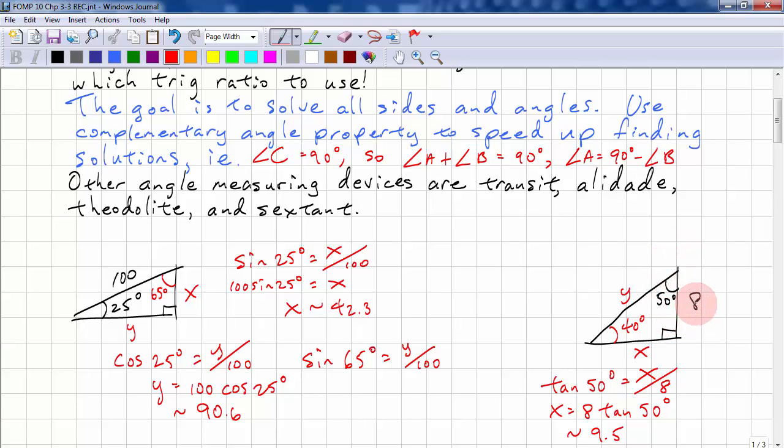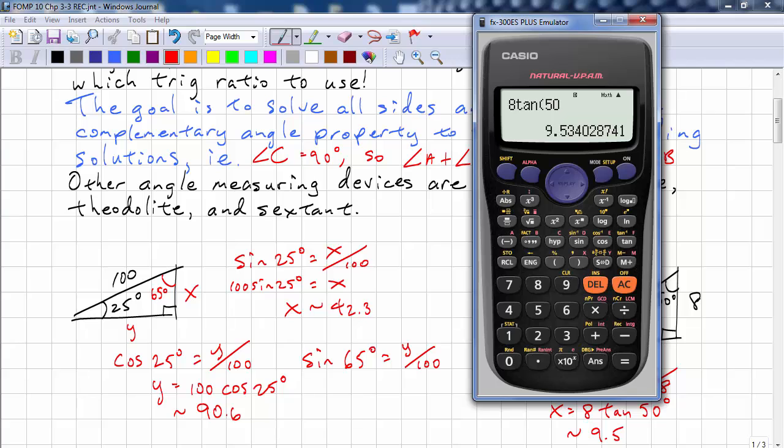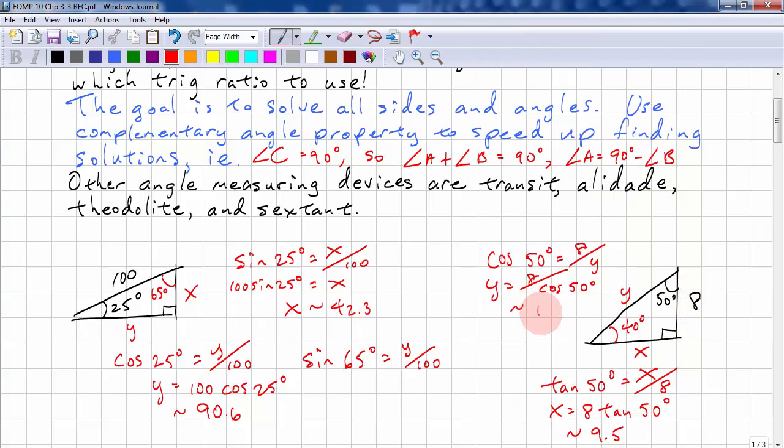Now we can solve for y. We have adjacent over hypotenuse, that's cosine. Cosine 50 equals 8 over y. So y equals 8 over cos 50 degrees, and that is approximately 12.4. And this triangle is completely solved.